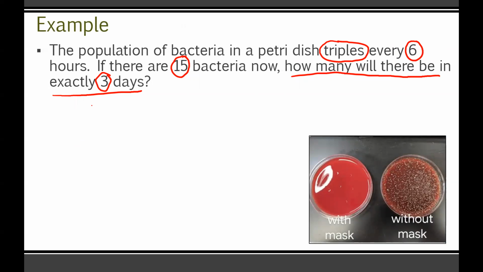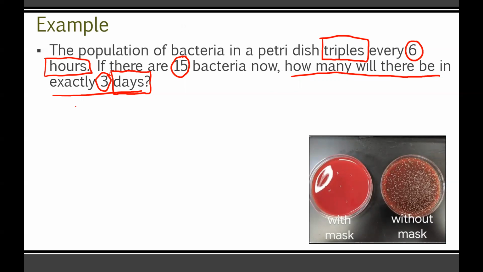Keywords here. I don't think the fact that it's bacteria in a Petri dish really matters, but I guess a keyword, it kind of bundles up with our numbers thing, is triples. I'm going to erase that circle around triples and change that to a box because maybe that is more of a keyword. Triples every 6 hours. If there are 15 bacteria now, how many will there be in exactly 3 days? I think that's pretty much it for keywords. It's tripling every 6 hours. Maybe our units might be nice though. Hours is one of our units and days is another one of our units.